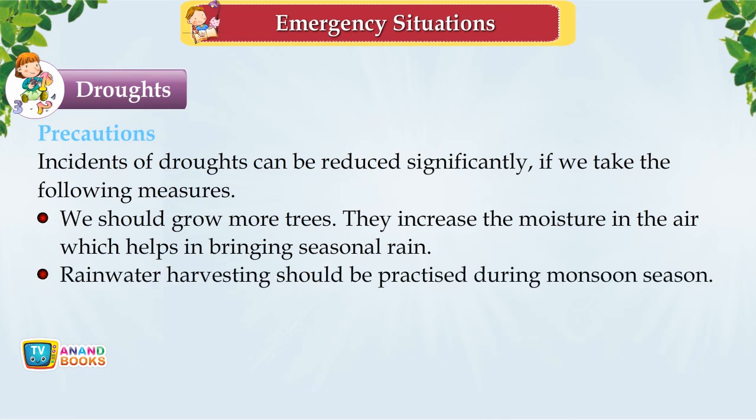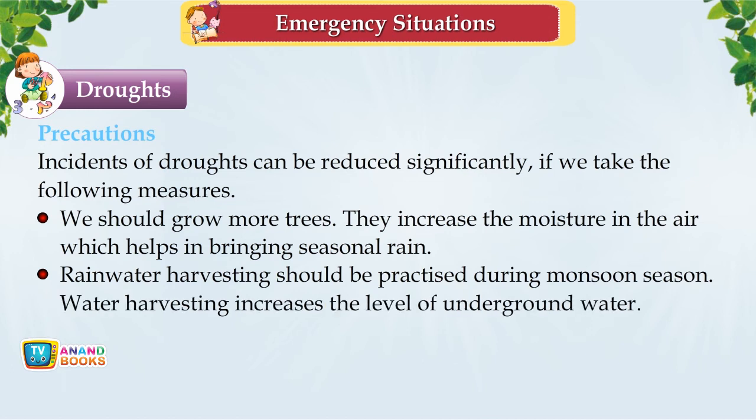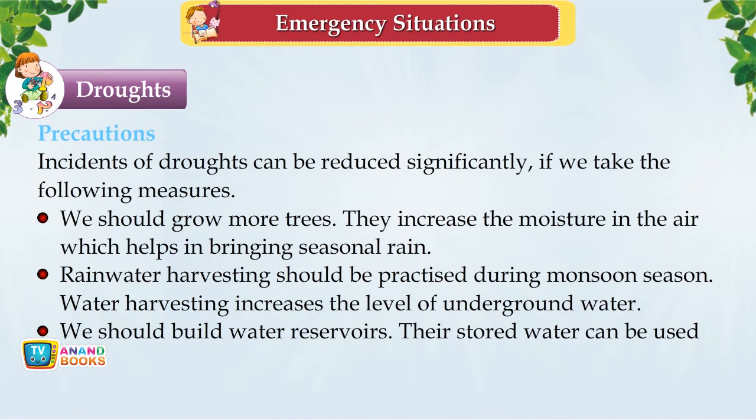Rainwater harvesting should be practiced during monsoon season. Water harvesting increases the level of underground water. We should build water reservoirs. Their stored water can be used in the time of droughts.